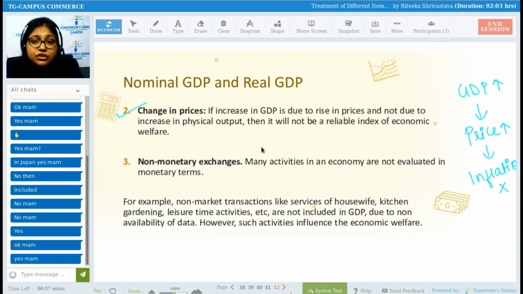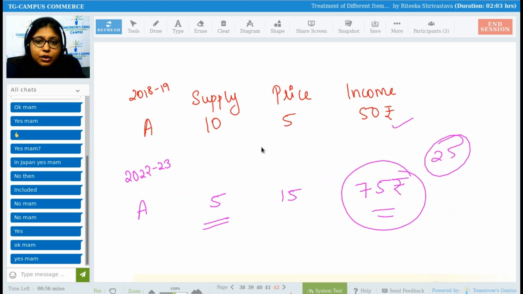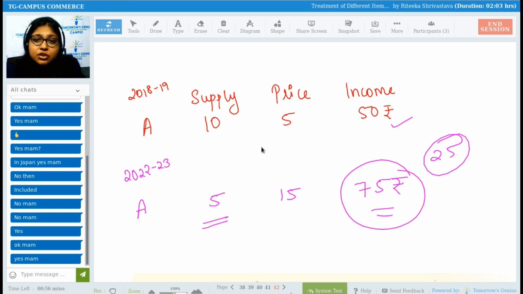So they say that changes in price will influence or change your GDP. If the increase in GDP is due to a rise in price and not due to an increase in physical output, then it will not be a reliable index of economic welfare. And that is the same thing happening here. Your GDP was increasing due to the change in price and not due to the change in physical output.